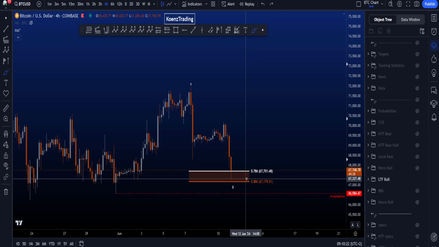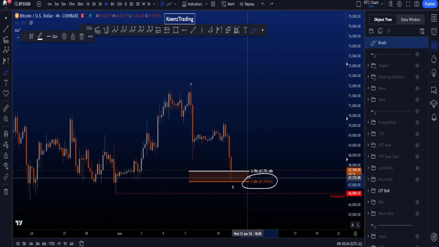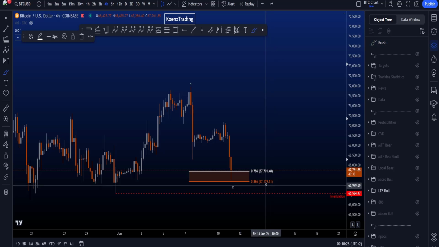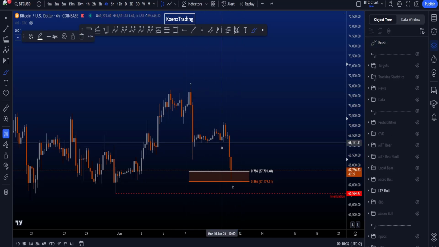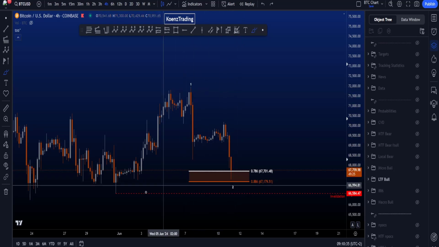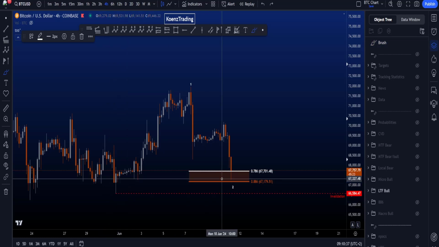We, however, don't want this wave 2 to touch the 0.886 at 67.1k, as the 0.886 is very rare for a wave 2, significantly decreasing the probabilities this move to the downside is a wave 2 and increasing the probabilities to take out the low.